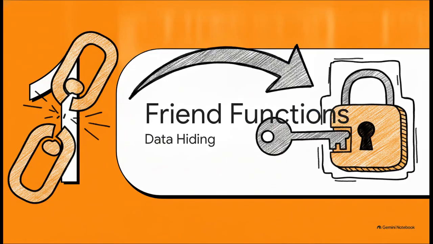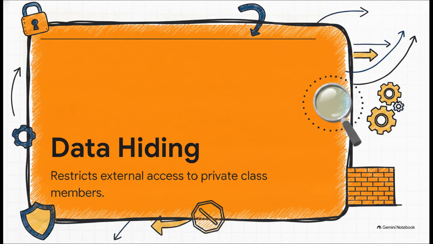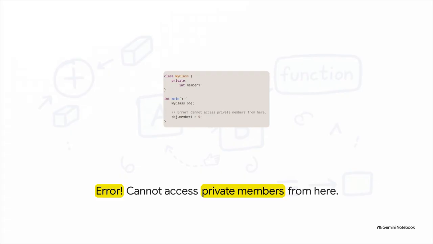Starting off with Section 1, Friend Functions and Data Hiding. Let's quickly establish the fundamental rule that we're about to completely bypass. So data hiding is the absolute core concept of OOP. Think of it as the security system of your code. It ensures that private and protected members are securely locked away from outside interference. Standard external functions simply cannot see or touch this data. It's totally off limits.